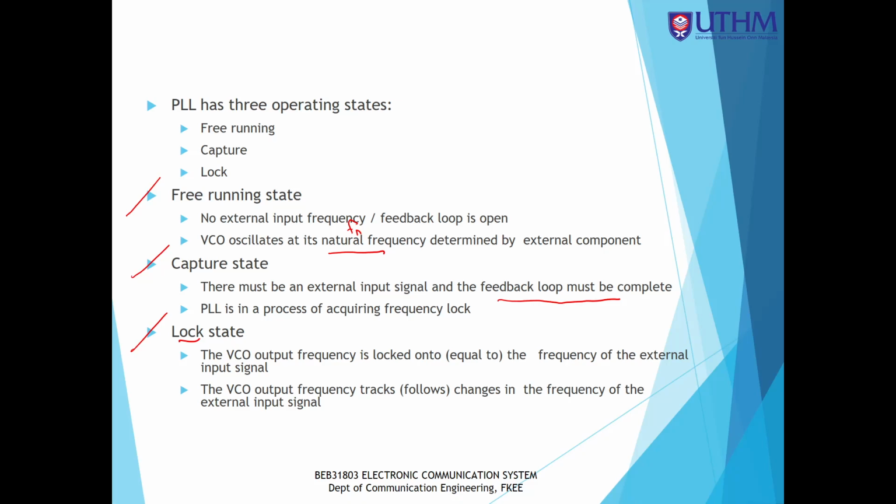So in lock state, we already found the desired frequency. We want to track the changes. The VCO output frequency is locked into, or equal to, the frequency of the external input. So the VCO output frequency tracks and follows the changes of the frequency of the external input signal. So the frequency difference in the input produces a voltage difference at the output.